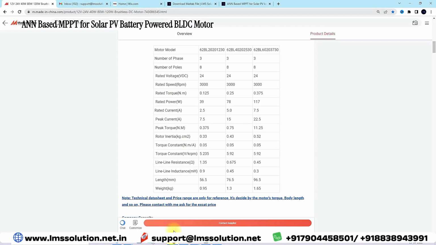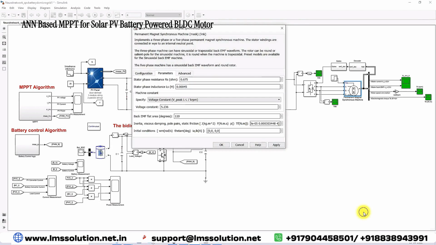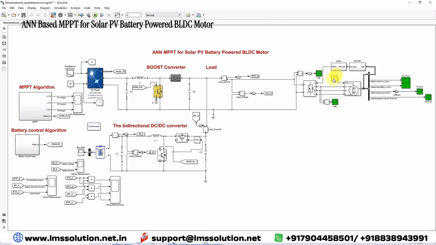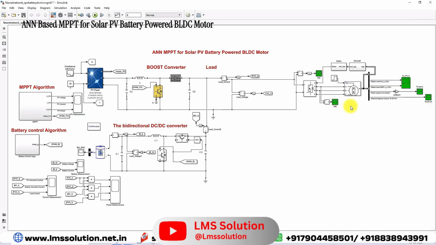Here, going to this website, you can see the voltage constant is 5.236. That means we are using the manufacturer data for this BLDC motor. This is the 24 volt 40 watts BLDC motor, a small size motor.